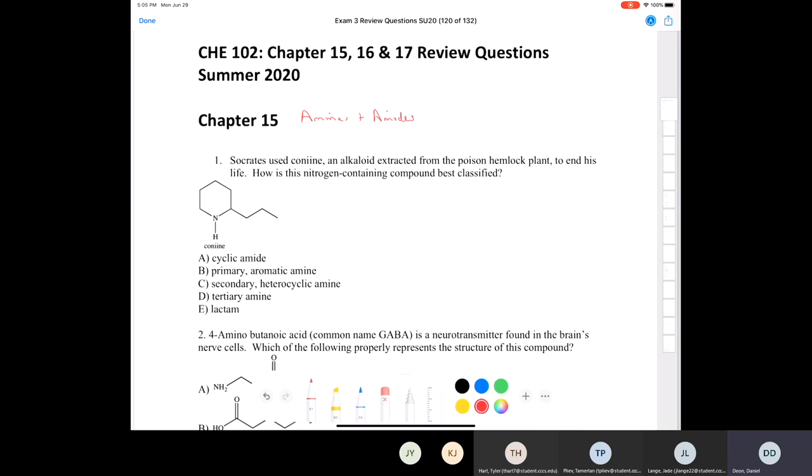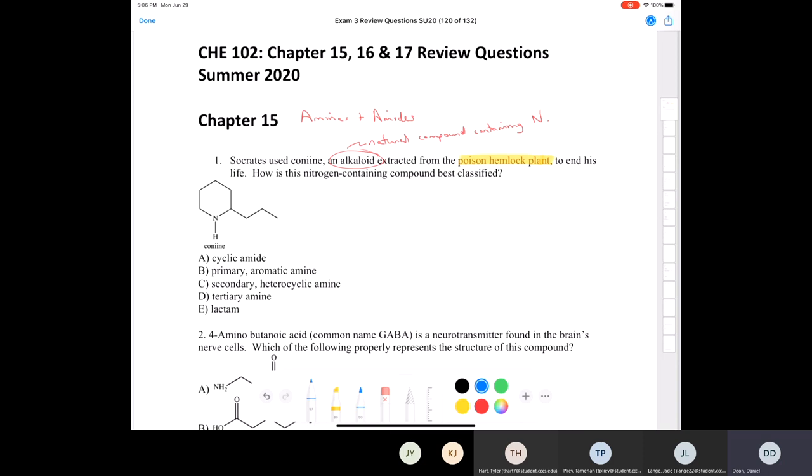So we start out with: Socrates used coniine, an alkaloid. And remember that an alkaloid is a natural compound, so something isolated from a plant or an animal, containing a nitrogen atom, extracted from the poison hemlock plant. So you can see that it's clearly a natural compound. Used that to commit suicide. How is this nitrogen-containing compound best classified?